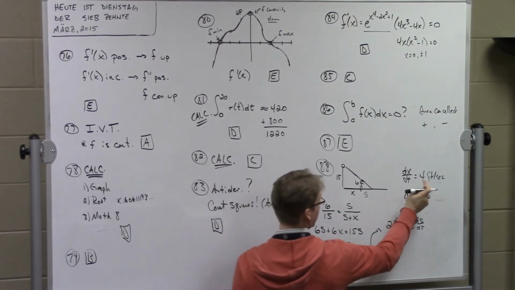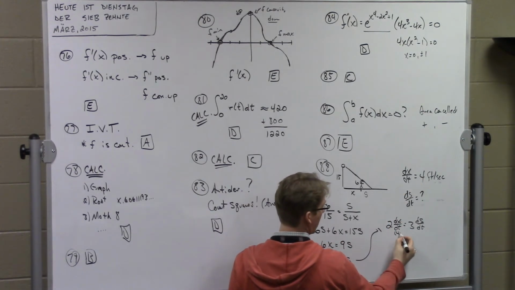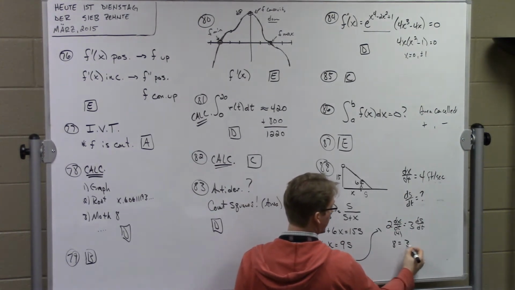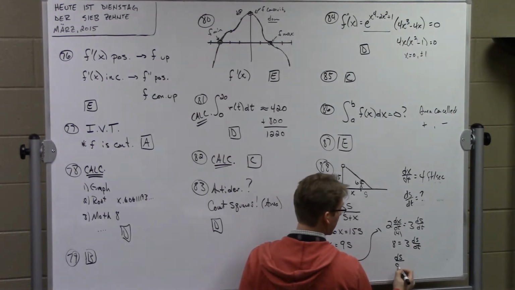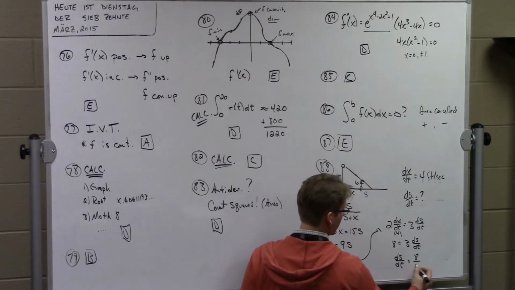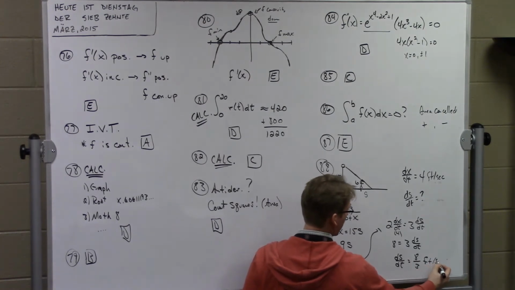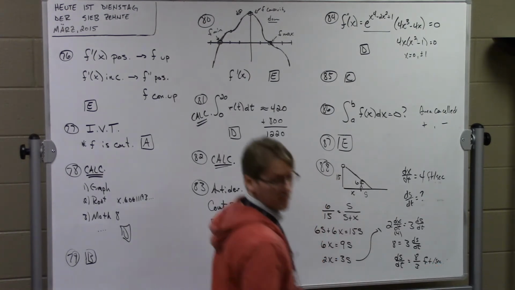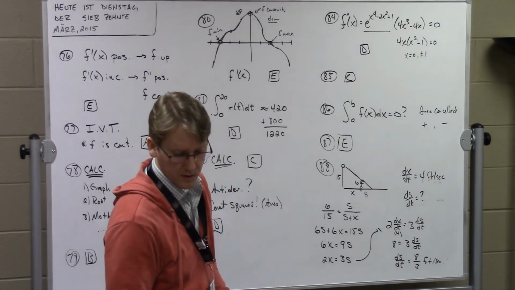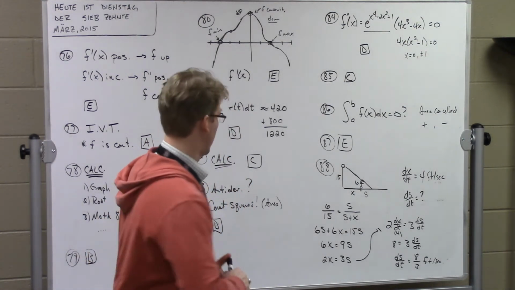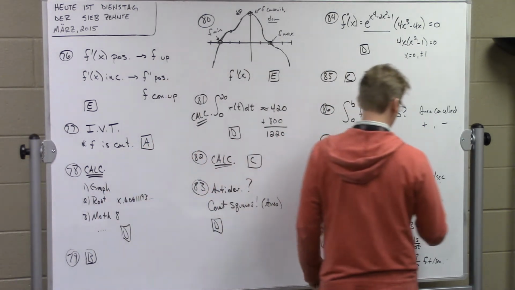We know dx/dt, that's 4. So this is going to be 8 equals 3 ds/dt. So ds/dt is equal to 8/3, which is B. For some reason, I thought I needed to know s or x or one of them.